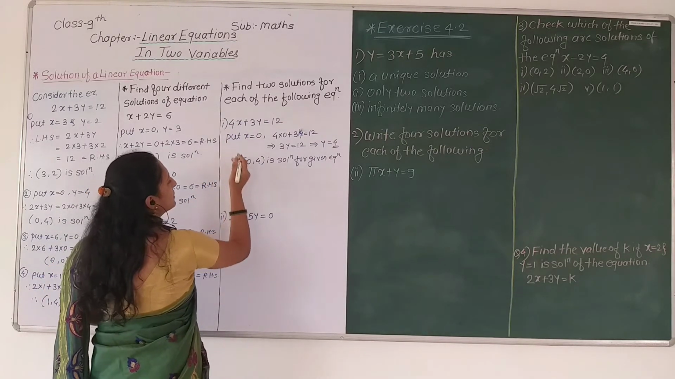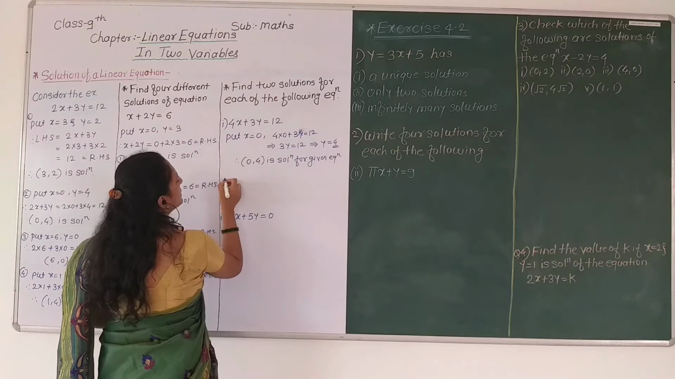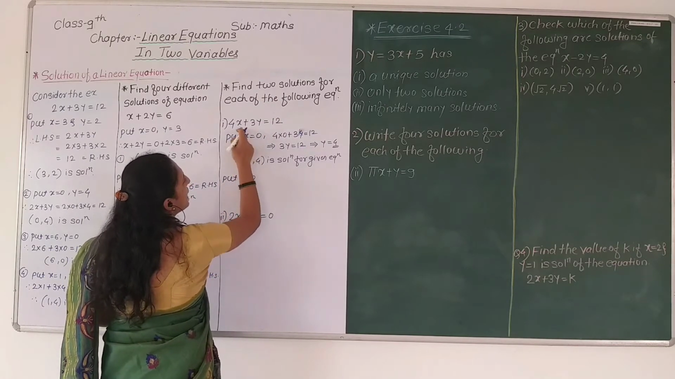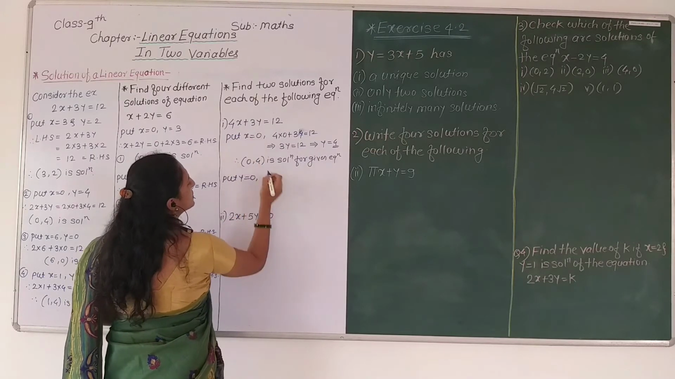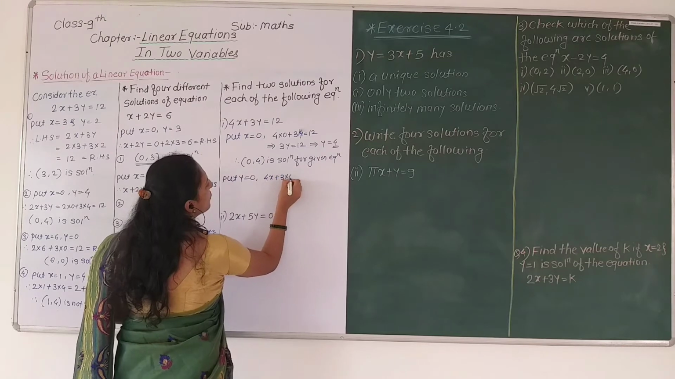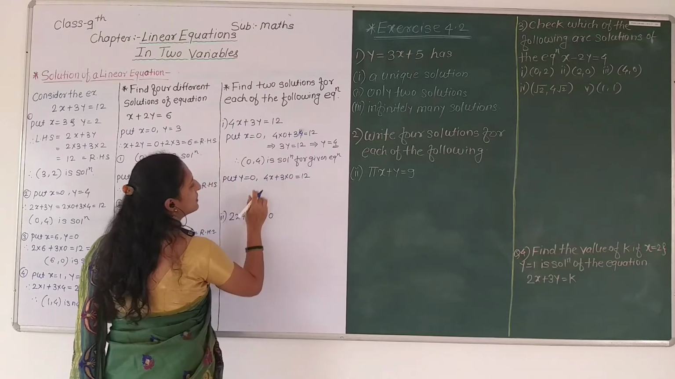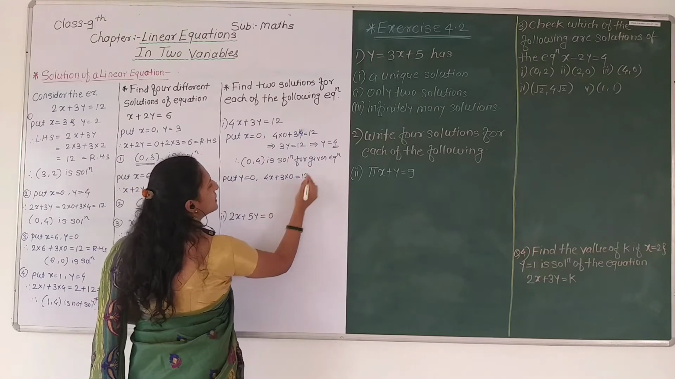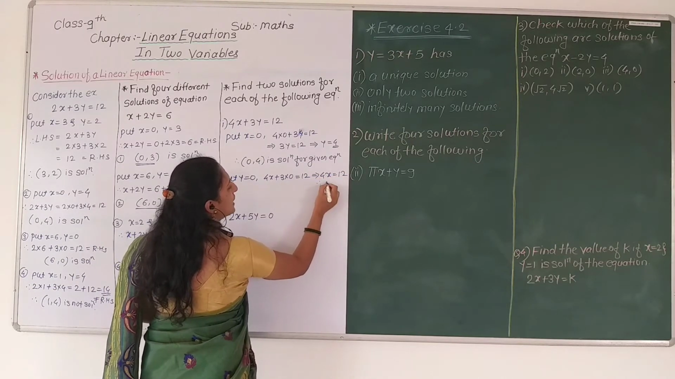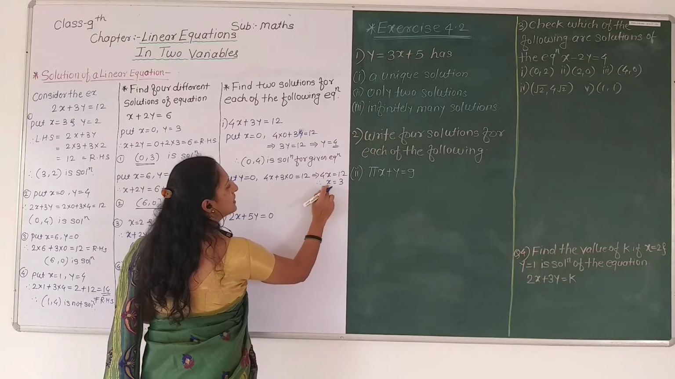Now we have to find two solutions. For that, put y is equal to 0. Again, I substitute y is equal to 0 in the same equation. We get here 4x plus 3 into the value of y, which is 0, is equal to 12. So now 3 into 0 is 0. That means here we get 4x is equal to 12. So x is equal to 3.